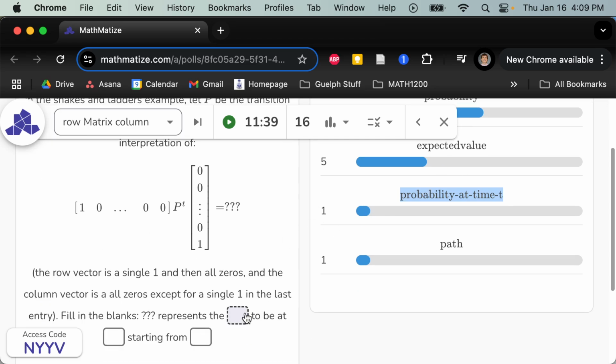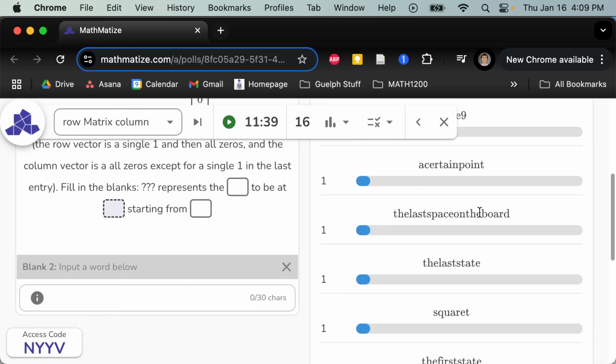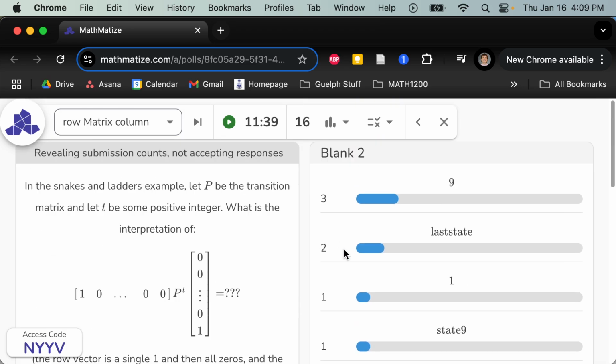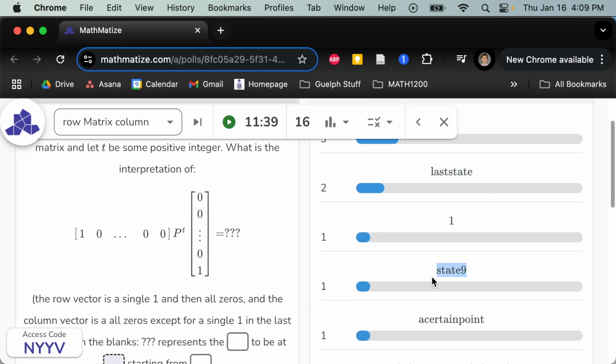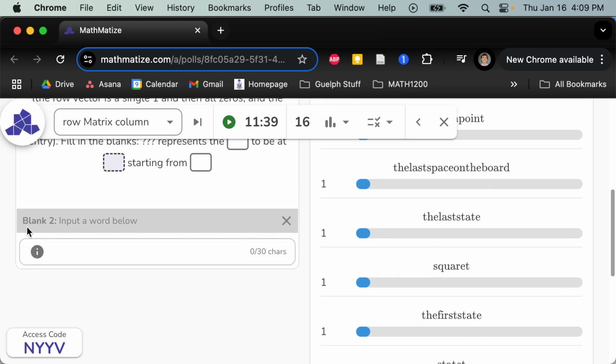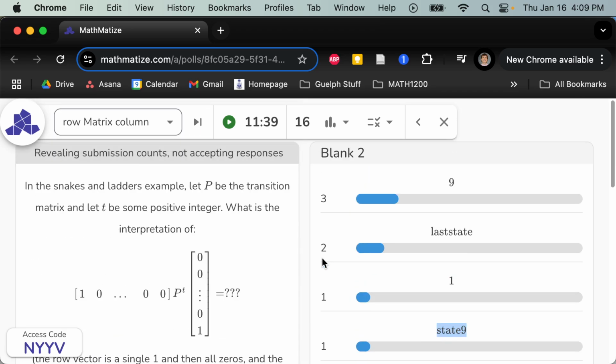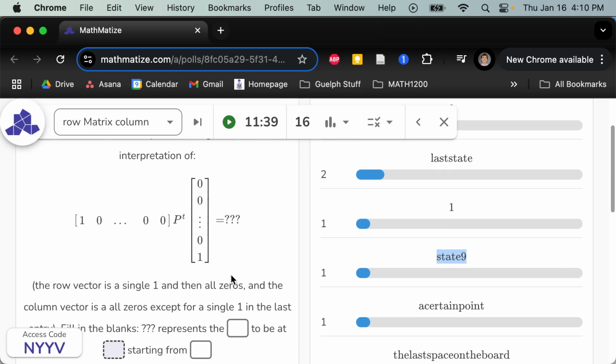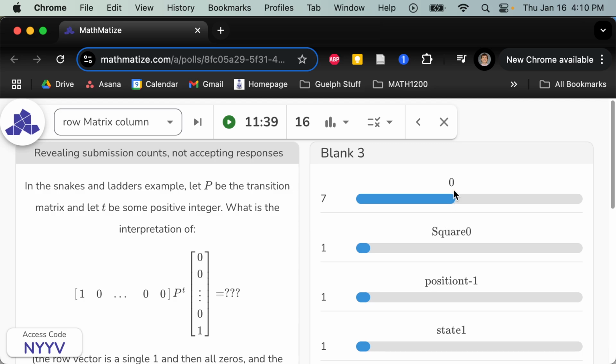So that's very nice. The probability to be at blank, where are you? 9 or the last state, those are both the same, or state 9. That is the last space, very good. So it is the probability to be at the last space, and specifically at time t. So this 0 and a 1 is kind of representing the last space. And starting from, where do we start? Square 0. So this row vector over here represents the starting, so 0 or square 0.